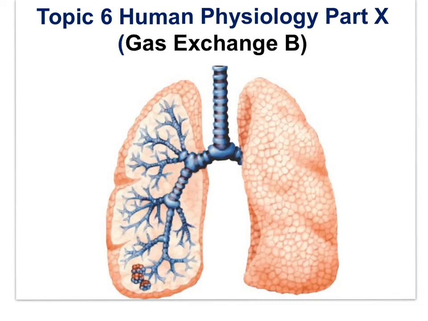IB Bio, Human Physiology Part 10, is the second of two parts covering gas exchange. In Human Physiology Part 10, Gas Exchange B, the focus will be on the mechanism of ventilation. The mechanism of ventilation involves pressure differences between the thoracic cavity, the chest cavity, and the atmosphere. The second part of this movie will examine health issues related to the lungs. The essential idea is the lungs are actively ventilated to ensure that gas exchange can occur passively.